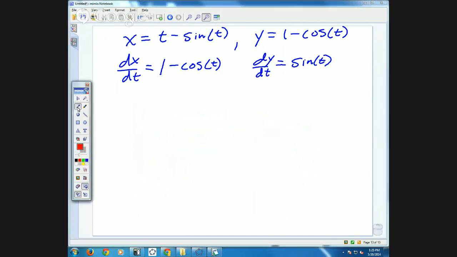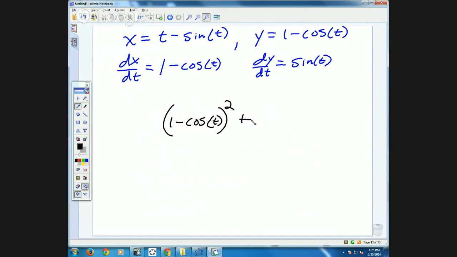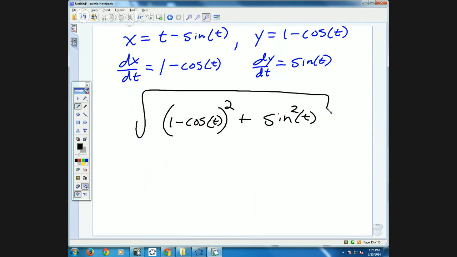Okay. So what we're going to have to do is square these guys, right? So I'm going to have 1 minus the cosine of t, squared. I'm going to have to add that to the square of dy/dt, a little easier. And all that fits inside the square root. And I'm integrating, in this case, from 0 to 2 pi. And we've seen some of this, right?